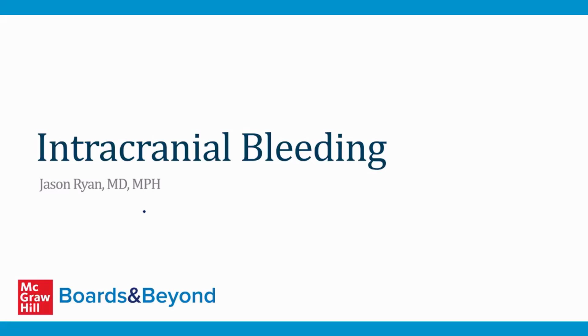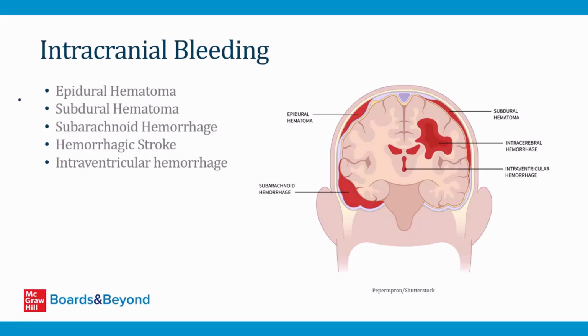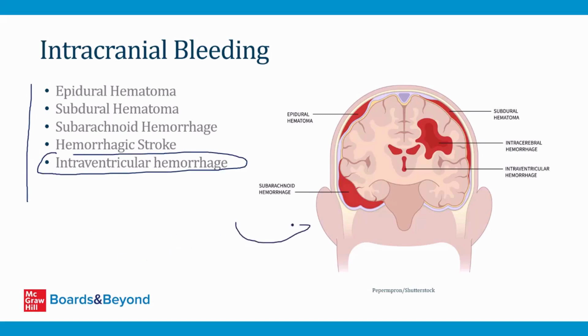Hello, everyone, and welcome to our module on intracranial bleeding. So there are 5 different types of intracranial bleeding that you need to know for your Step 1 exam. They're all listed here on this slide. This last one is a special one that really only happens in premature babies. All 5 of these different types of bleeds are depicted in this image here, and we'll go through them one at a time in the rest of this video.